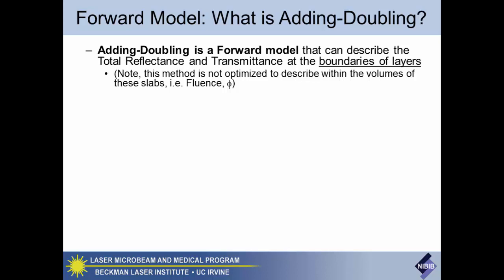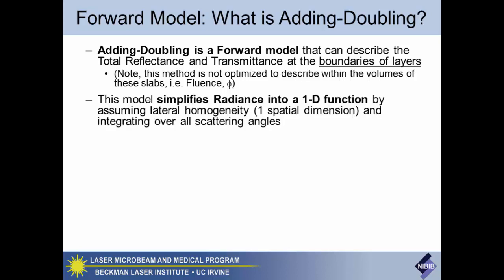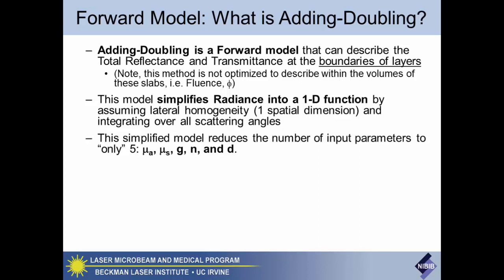So adding doubling is a forward model that can describe the total reflectance and transmittance at the boundary of the layer. So again, this is not good for internal volumes. This does not really effectively describe fluence, but rather the radiance. And again, the model simplifies radiance into a one-dimensional function, assuming lateral homogeneity, and integrating over all the scattered angles. So the simplified model reduces the number of input parameters to only 5.